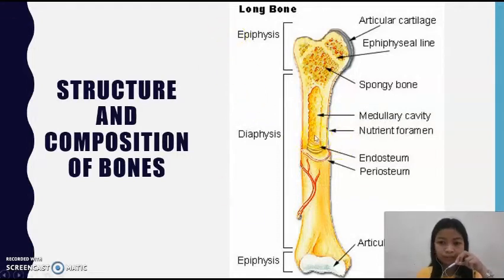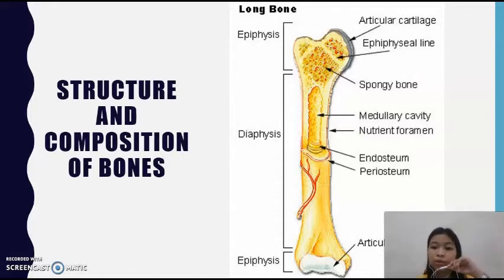Okay, next. We have here the nutrient foramen, endostrum, and periosteum. Okay, so what is the function of the periosteum? The periosteum is a membrane that covers all of the bones. That's why it makes the bone color white. It is a living membrane which is richly supplied with blood vessels. The function of the periosteum is to cover, of course, the bone for tissue repair and bone nourishment.